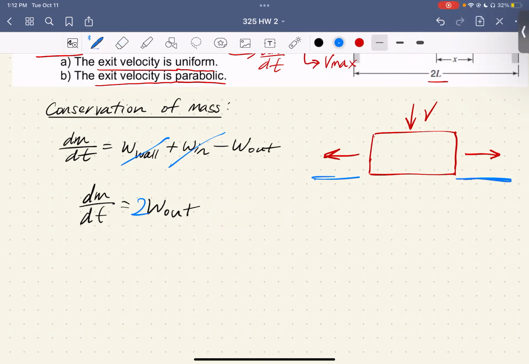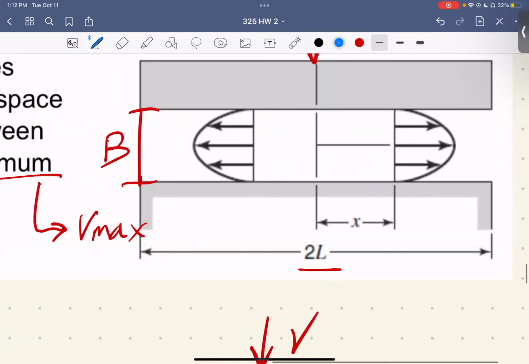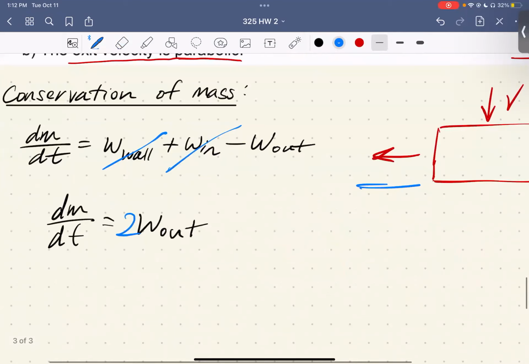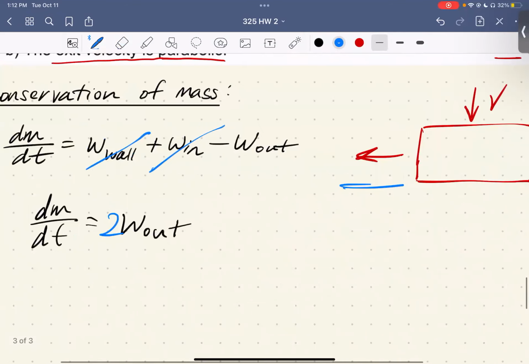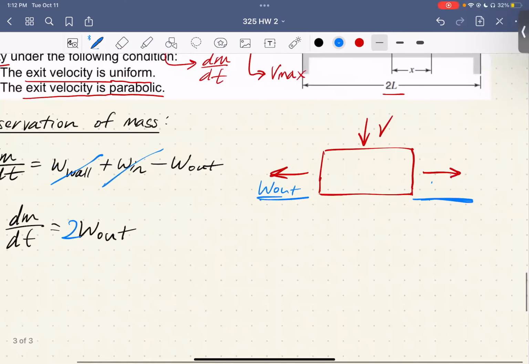The only reason we can do 2W out is because we know that these outlets have the same velocity and mass going out, just because they're identical, they're mirrored. So let's continue with this. One thing to keep in mind also is that we have W out here, and we also have W out here.